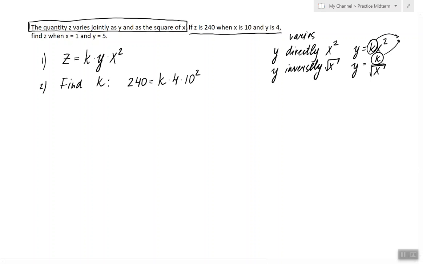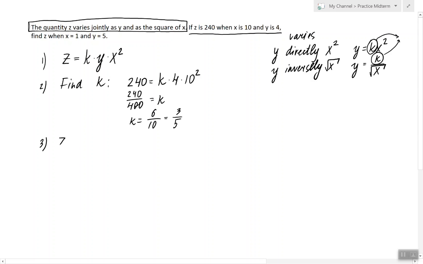As a result of plugging in all the values of variables that are given, we ended up with a simple equation in one variable, which we can solve by simply dividing both sides by 400. Of course, we should reduce this fraction. We can divide everything by 40, the numerator and the denominator. So 240 divided by 40 is 6, 400 divided by 40 is 10, and this can be further reduced to 3/5.